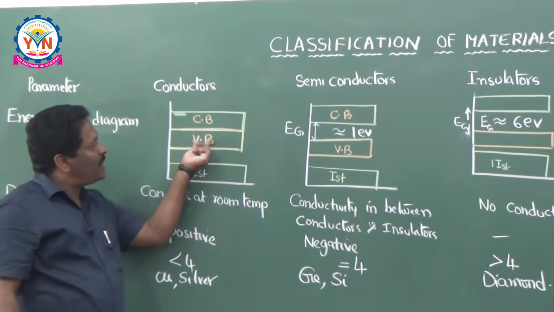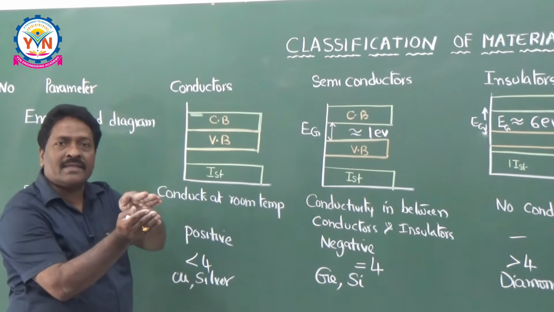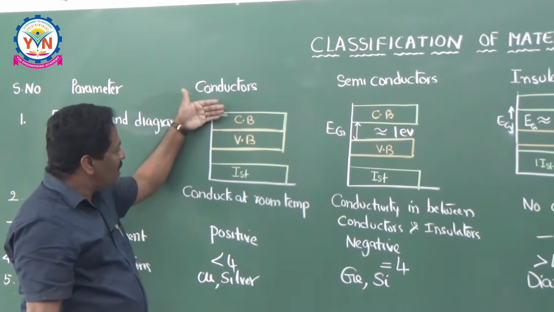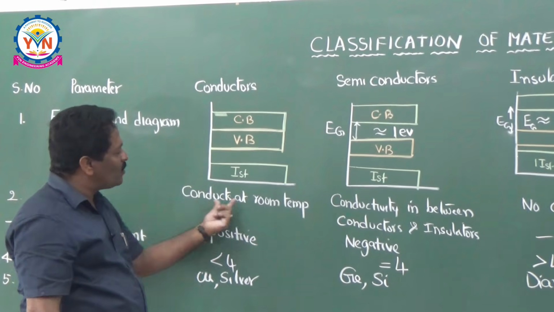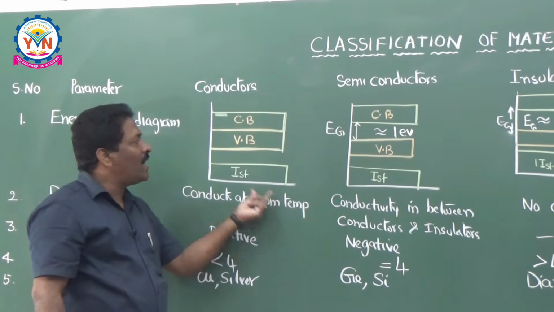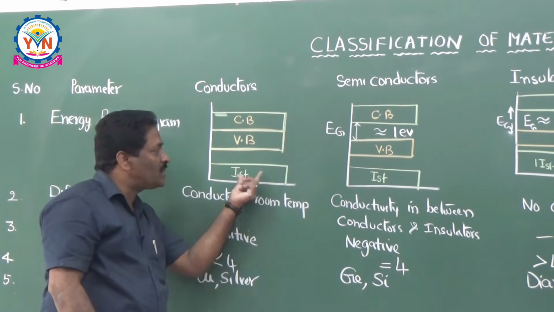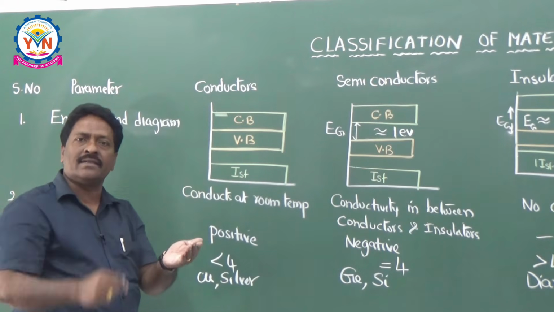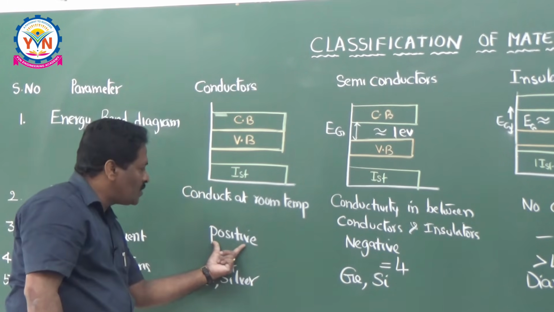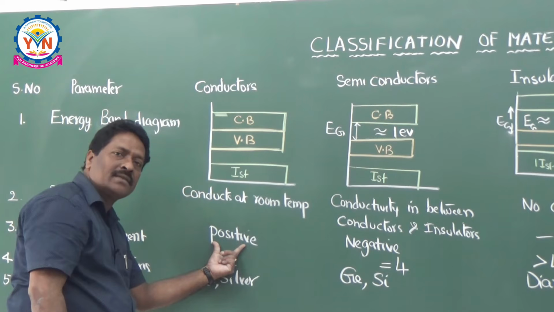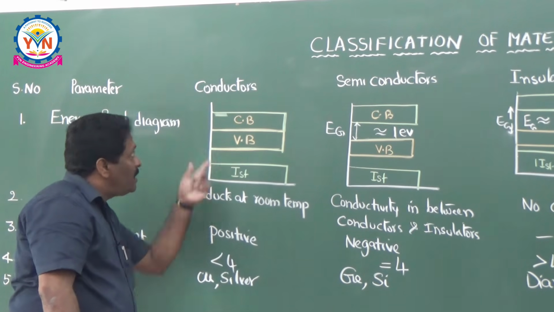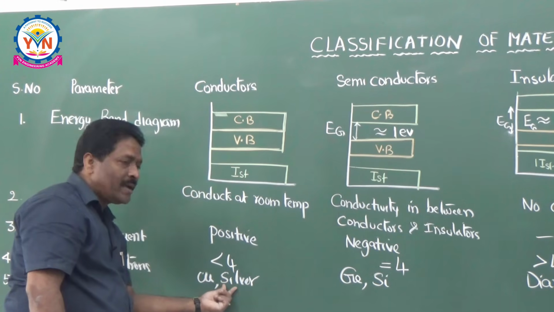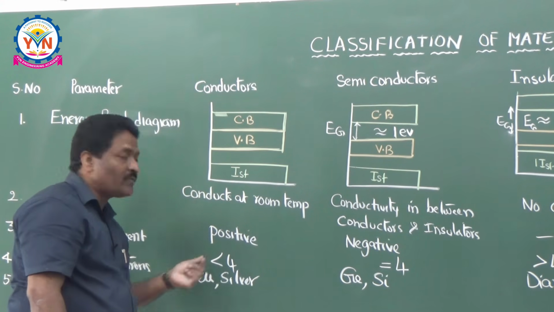Here, the valency band and conduction band overlap each other. There is no energy gap between them. That's why these conductors conduct even at room temperature. And if you raise the temperature of the conductor, the resistance also increases, which is nothing but the positive temperature coefficient of resistance. Examples of conductors are copper and silver, having valence electrons less than 4.